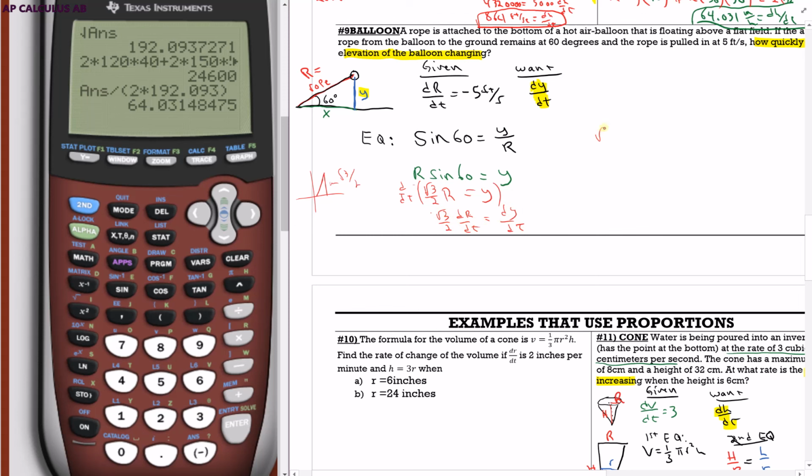And so we have root 3 over 2 dr dt equals dy dt, and then we're going to plug in a number, right? So I know dr dt, so I'm going to plug in a number for dr dt. dr dt is -5, and that's going to help me find dy dt. So this is going to be -5 root 3 over 2 what per what, right? In this case, y is measured in feet, and time is measured in seconds. So -5 root 3 over 2 feet per second.